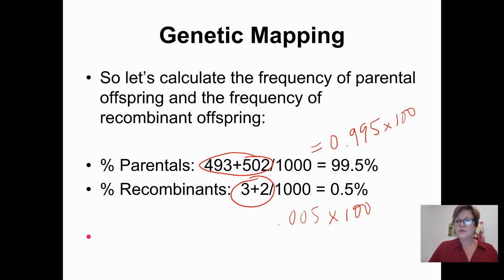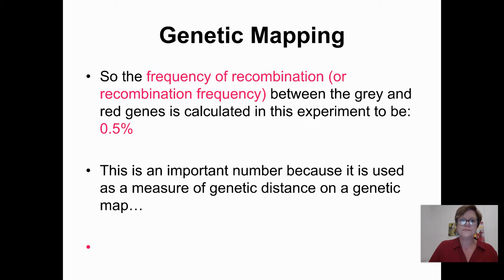So I do expect that you can go pretty quickly between decimals and percents in order to do this kind of work, right? So what we're calculating is the frequency of recombination, or recombination frequency. That's really the thing we're focusing on here. So that second calculation on the last slide. And for short, we call that RF. And so in this problem, the frequency of recombination between the body color and the eye color genes is calculated to be 0.5%.